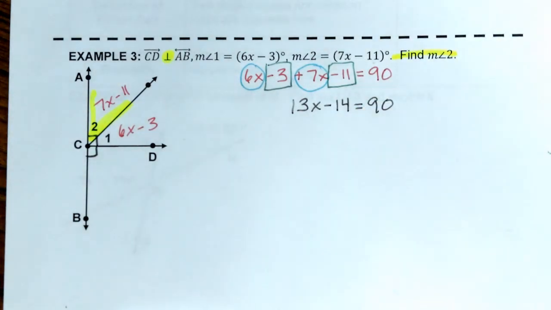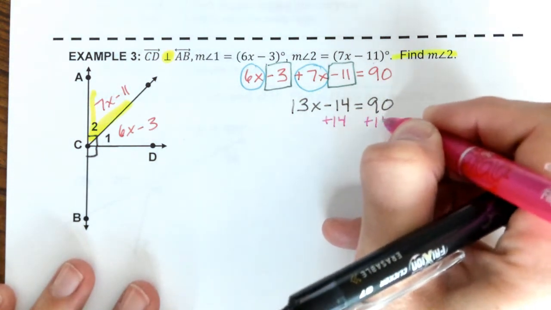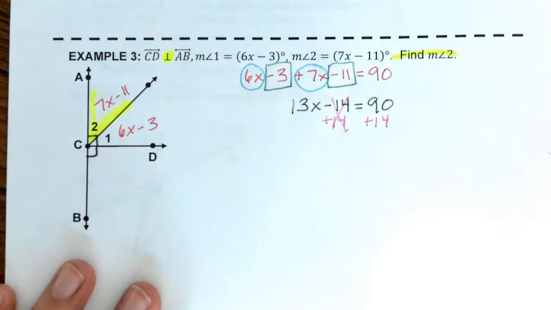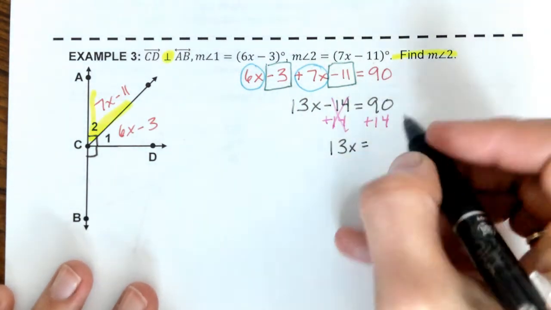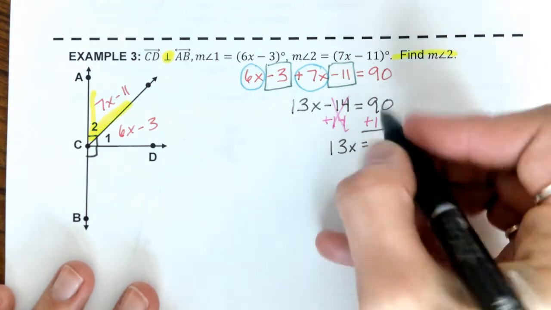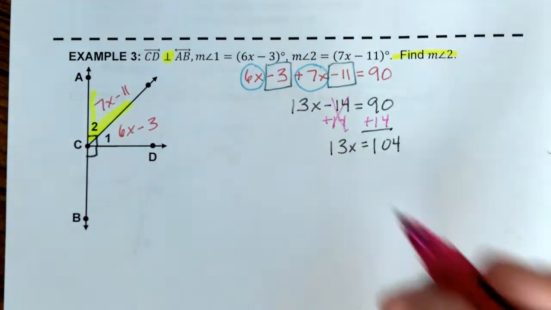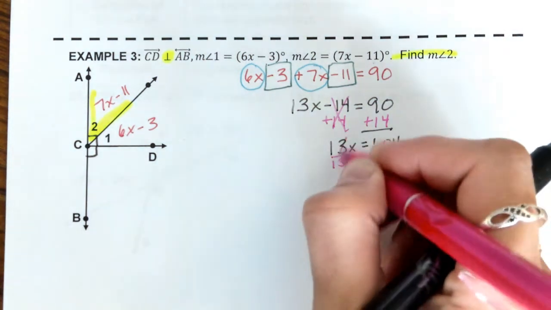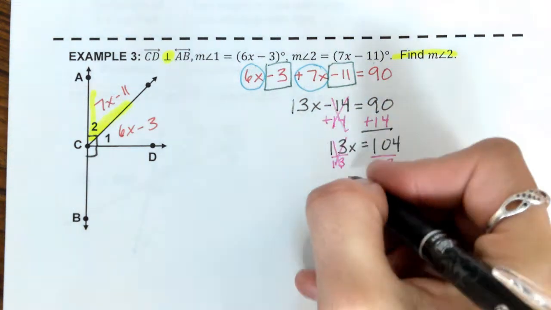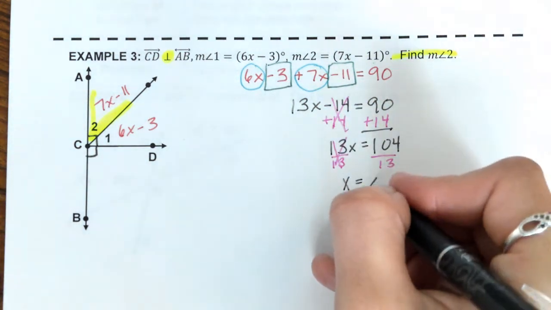Two steps left here. Let's go ahead and add that 14 to both sides. So on the left, we just bring down our 13x, the 14's cancel, and then the 90 plus the 14 is going to give you 104. Last step, divide both sides by 13. So 13's cancel, bring down that x. 104 divided by 13 is going to give us 8.